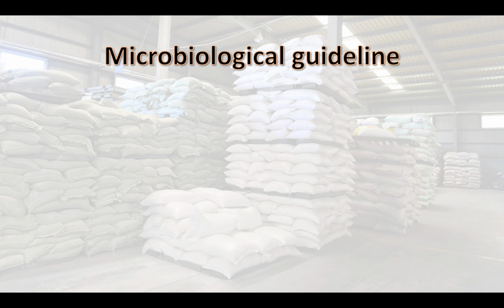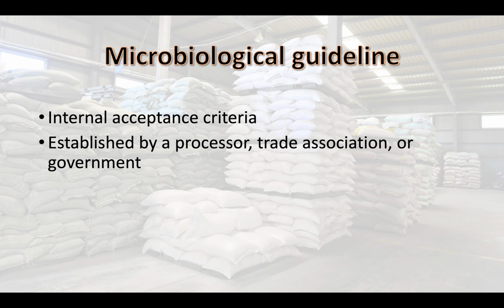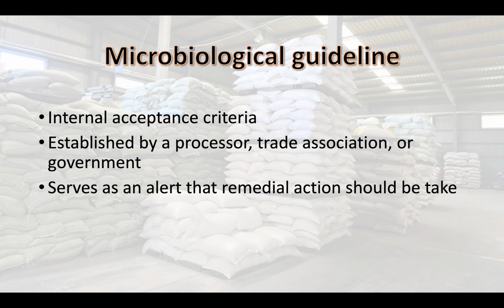Microbial guidelines are internal acceptance criteria established by a processor or trade organization. For example, yogurt has a requirement established by the National Yogurt Association for labeling a yogurt product as contains live and active cultures. This microbial guideline for yogurt is 100 million active cultures per gram of yogurt.